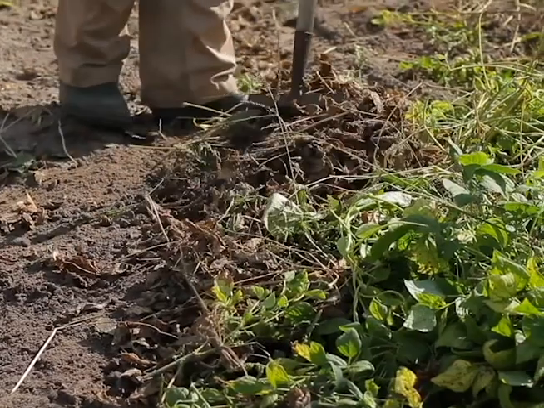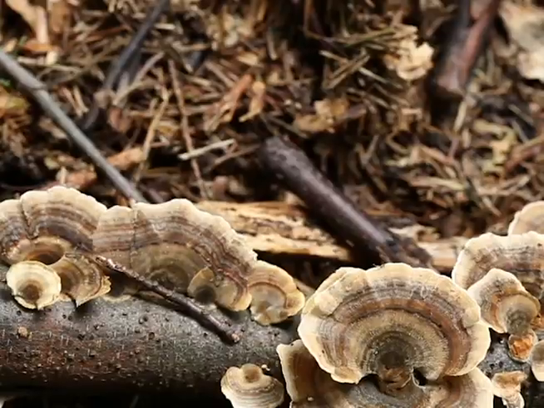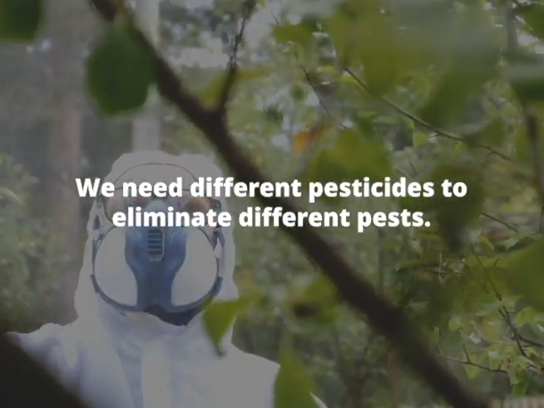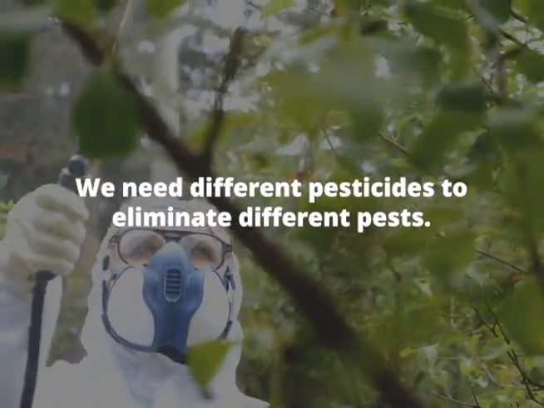Number 5. There are 3 different kinds of pests: weeds, insect pests, and fungi. We therefore need herbicides for the weeds, insecticides for the insect pests, and fungicides for the fungi. We need different pesticides to eliminate different pests.